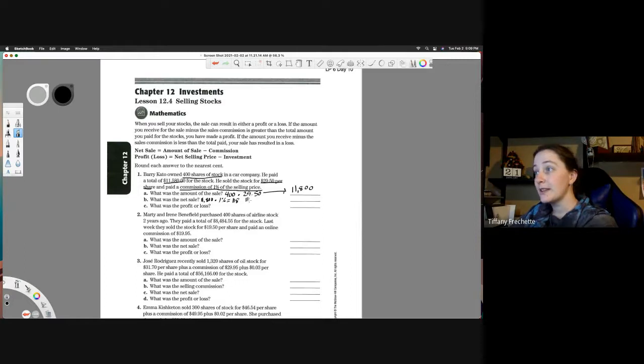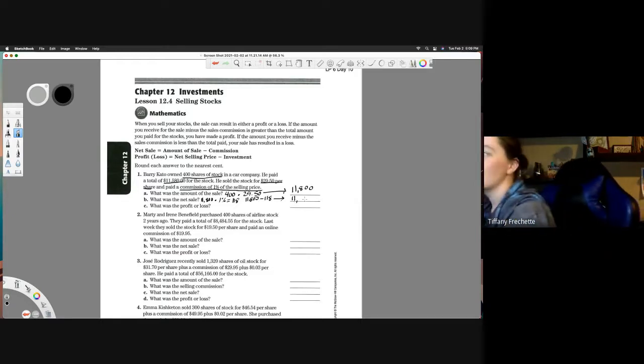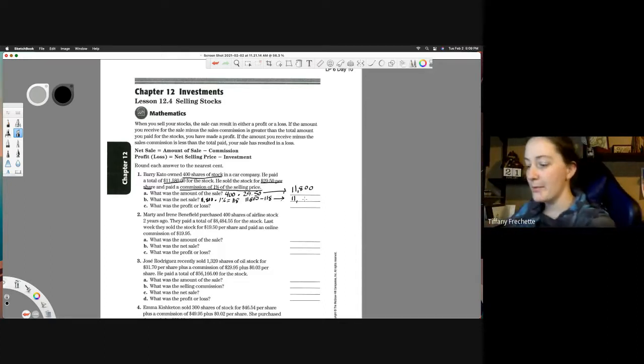So we want to take the 11,800 and subtract our commission. That tells us how much we actually made after all of our costs. In this case, we're only taking into account the commission. We're not looking at any other types of fees. And if you know anything with stocks, there's more than just the commission fee sometimes. So with this one, we're kind of staying basic.